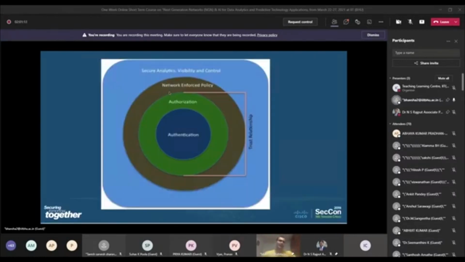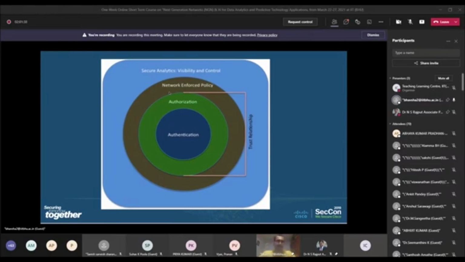So the question that remains is then how to secure, right? This is in general about an IoT device, and this is a framework which has been given by Cisco, where they tell each vendor that these are the four fundamentals which one should have in all the devices. The first is authentication.